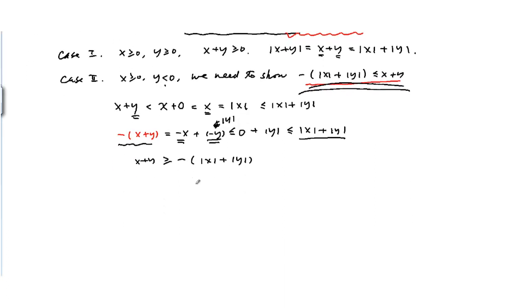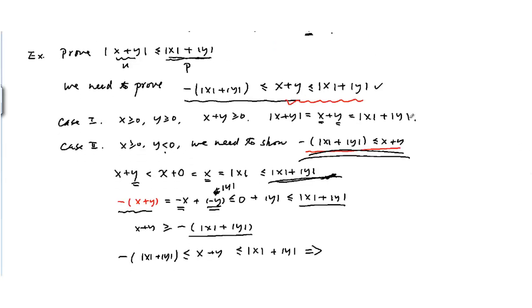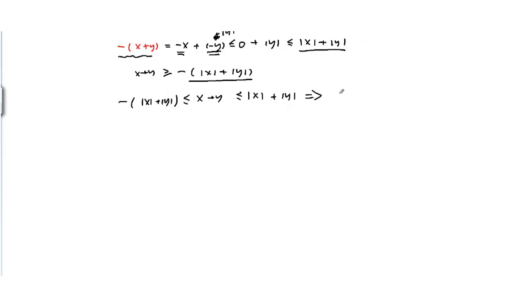So in this case, you have x plus y is less than the absolute value of x plus the absolute value of y from here, and you also have this one being greater than this one. So that means the absolute value of x plus y is less than or equal to the absolute value of x plus the absolute value of y. So that's the second case.